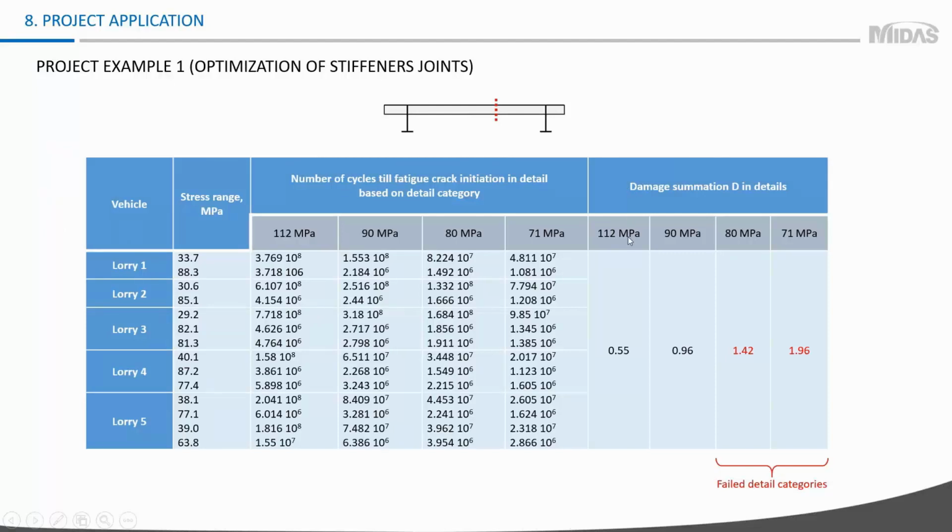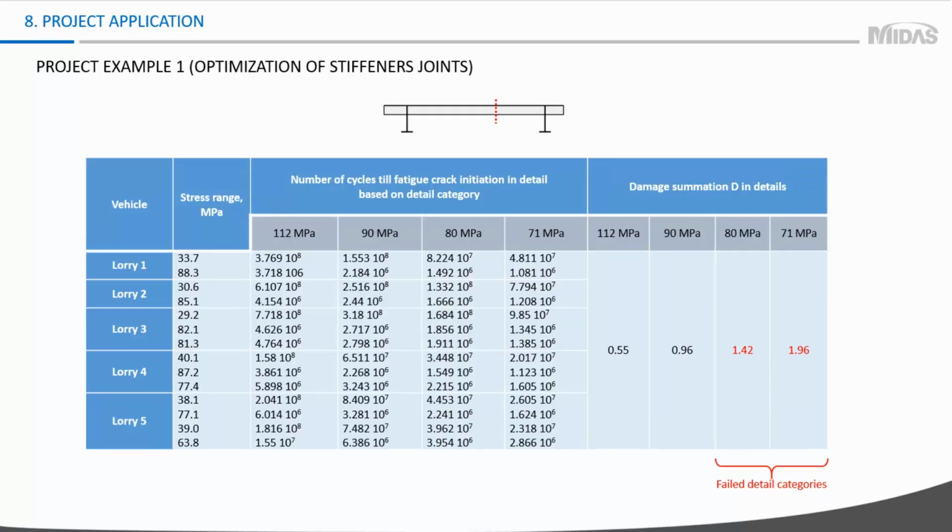So here is the table of results, and the calculation shows that these details for the longitudinal rib-to-rib connection are suitable for fatigue life, and these details are not suitable. They failed the fatigue check. And as for the cross beam, all the considered welded types of connections are suitable.